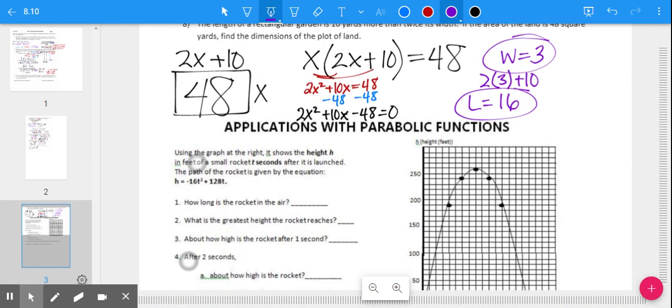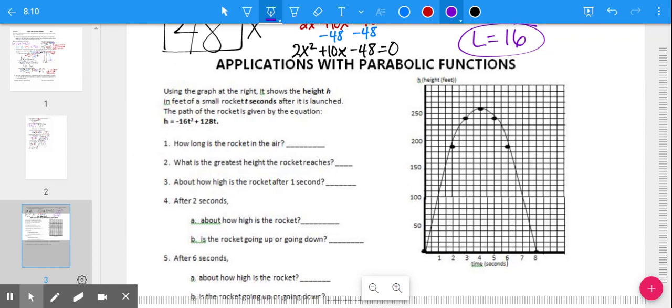So I'm going to leave this last little section for you guys to process this graph and make some estimates and see what you can learn based on the equation and the graph in context.